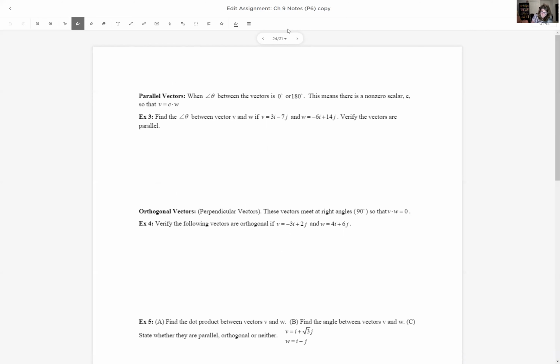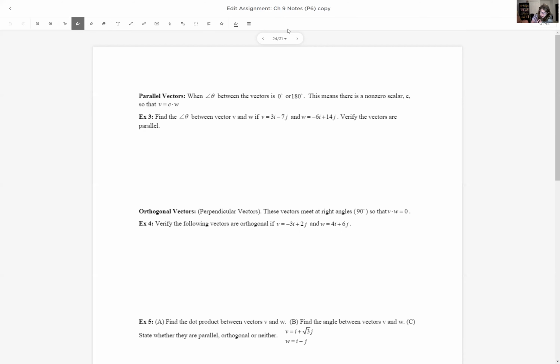Okay, when the angle between vectors is 0 or 180, this means that there's a non-zero scalar c such that the vectors are equal. Another way of putting that is when you look at these vectors, they're going in the same direction, or they can lie on top of each other and go exactly opposite each other. And that should make sense. If the angle between two vectors is 0, they're going in the same direction. If it's 180, they're going in opposite directions.